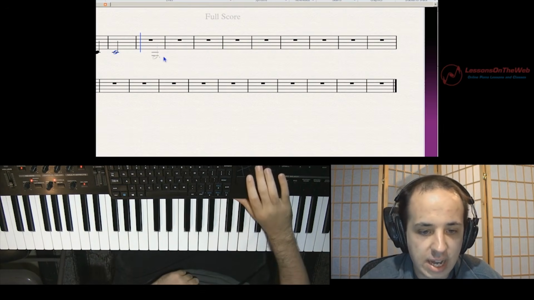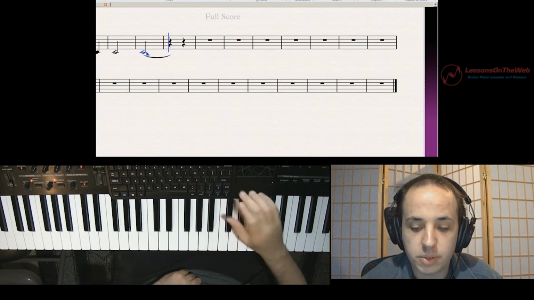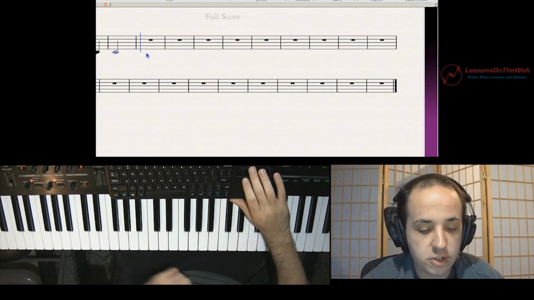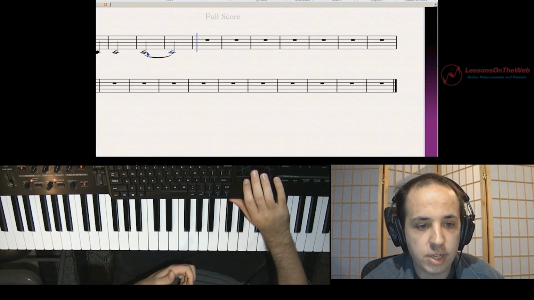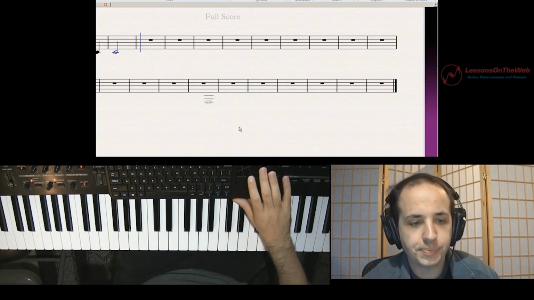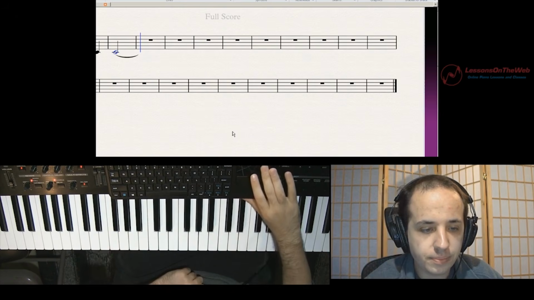Let's see what happens when we try to put in a dotted half note. It's a half note tied to a quarter note, which would make up the 3 beats, but it spans over 2 measures, unlike before. And now you can't have a whole note, because a whole note would just be a half note tied to a half note. There you go, that's what it is. So you can't have those, because we only have 2 beats per measure.